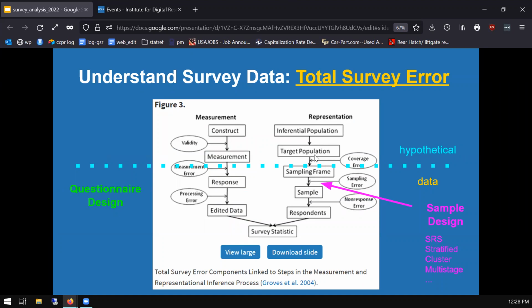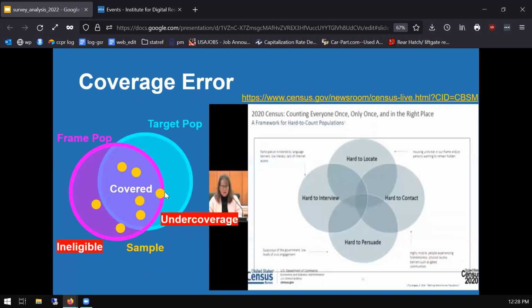So Venn diagrams are nice because it exactly gets at coverage error. The blue circle might be the target population you care about, all of the individuals in America. But the purple circle is your frame population. This could be your database of addresses. Now there's a mismatch. There's portions where they're hopefully covered.